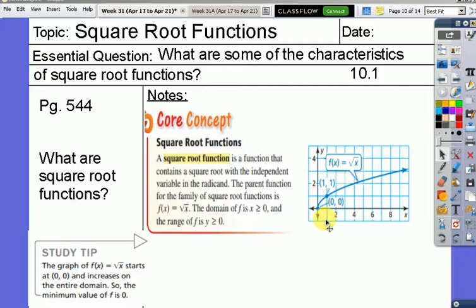The parent function for the family of square roots is f of x equals the square root of x. If you don't quite remember what a parent function is, remember it's that function that has no transformations applied to it. No stretches, no compressions, no translations moving it either left or right, horizontally, or up or down vertically. So without any transformations, the parent function is just f of x equals square root of x.